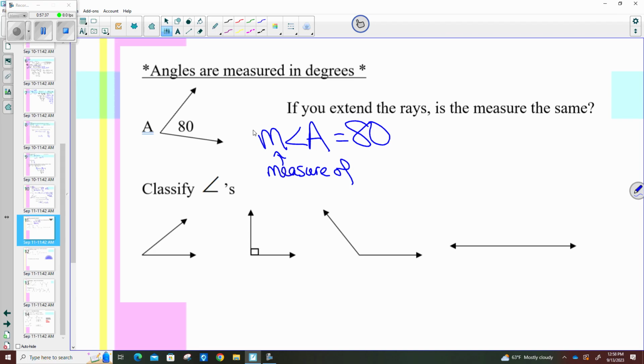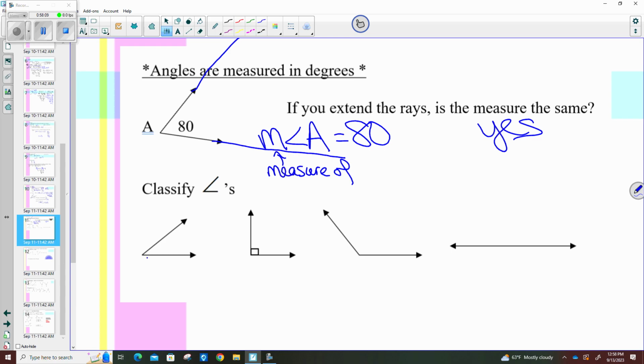The second thing I need to know is, if I extend the rays of the angle, does the measure stay the same? So if I make these look longer, because rays go on forever, so if I continue this on, does how open it is stay the same? Yeah. So it doesn't matter how far out I extend those lines, the measure is always going to be whatever it started out looking like right by the vertex. Good?